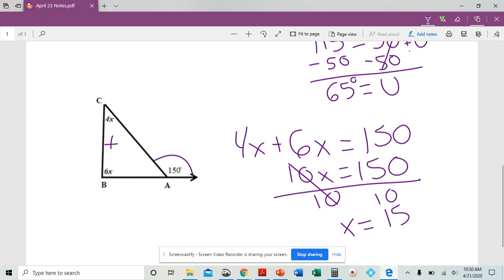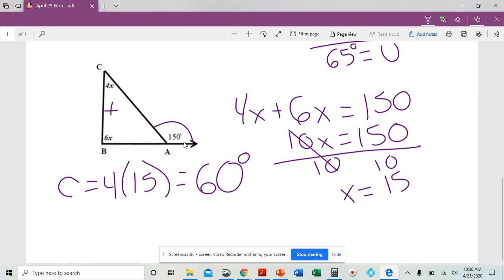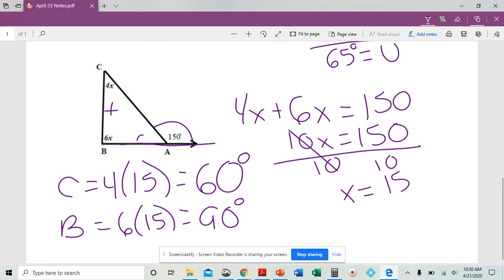So we're going to plug this 15 back in. So angle C is going to be 4 times 15, which equals 60 degrees. And angle B is going to be 6 times 15, which is going to be 90 degrees. And then we could also figure out what the measure of angle A is going to be. We can see that either because this is a linear relationship right here, that this is going to be 30 degrees. Or you could add these up, that the 60 and 90 is 150, and 180 minus 150 is going to be the 30 degrees.